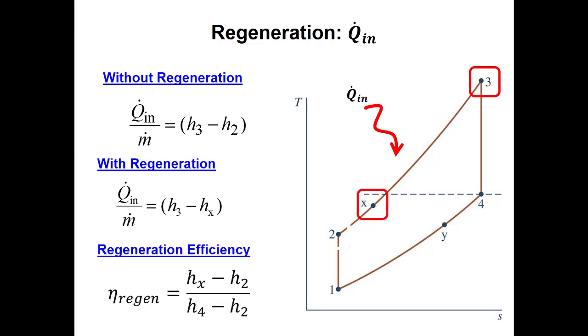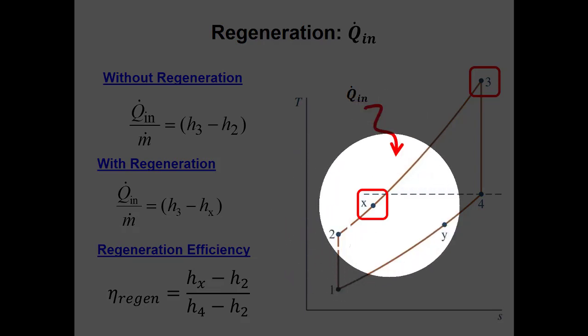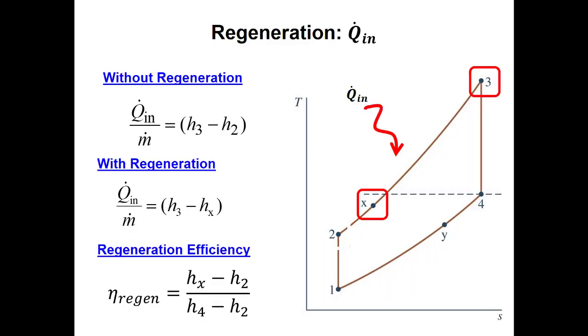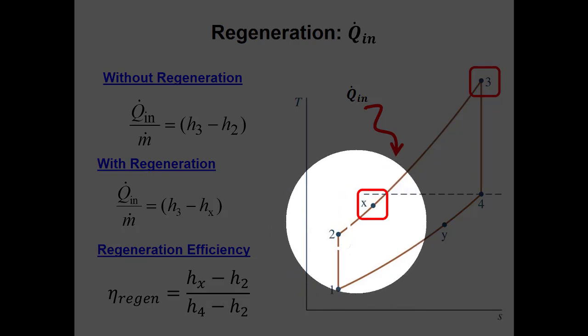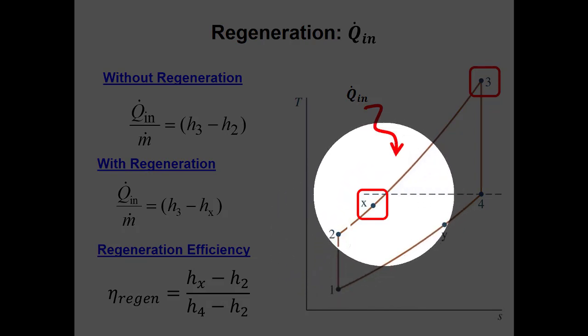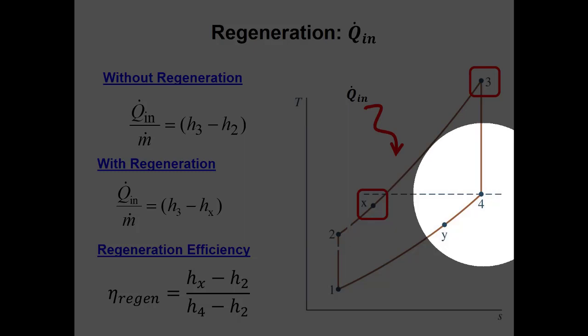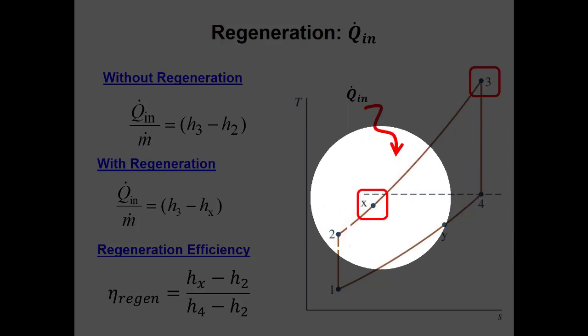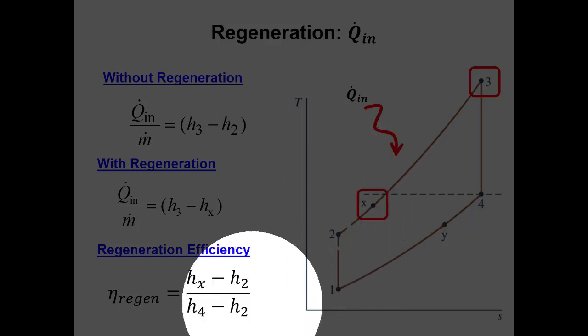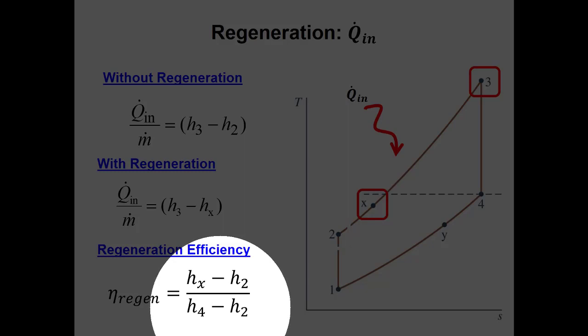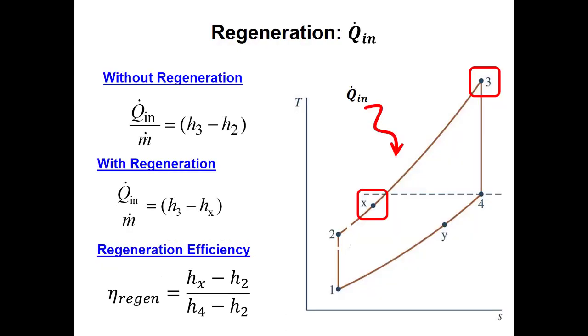I can talk about the efficiency of my regenerator by comparing the actual amount of heat that happens in my regenerator, that's going from state 2 to state X, with the maximum amount of heat, which would be going from state 2 all the way up to this same temperature where we are getting our exhaust gas from. So if those temperatures were the same, the specific enthalpies would be the same as well. So the maximum heat transfer we could get from a regenerator would be h4 minus h2. So if we compare that ratio, we get the efficiency of our regenerator.